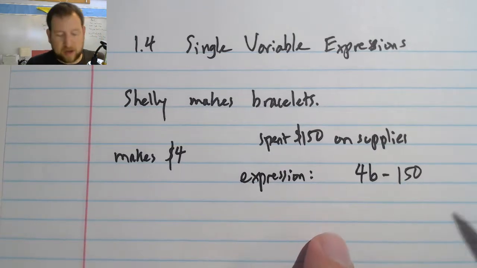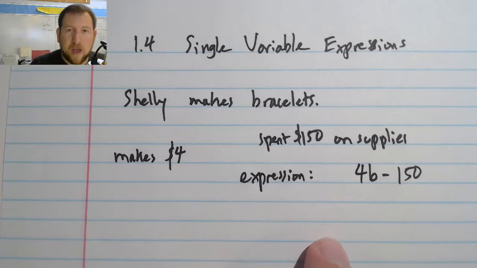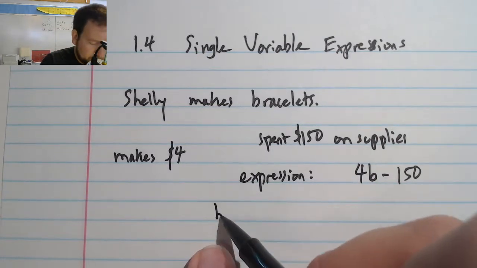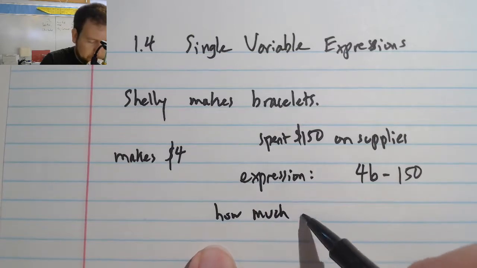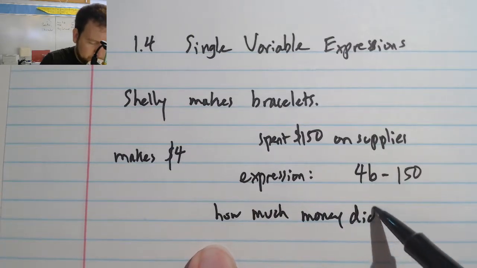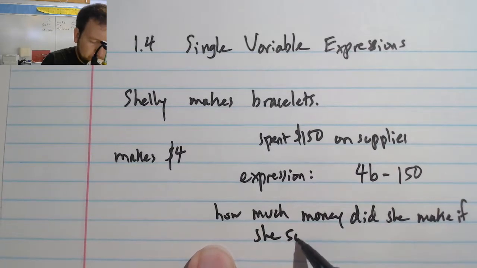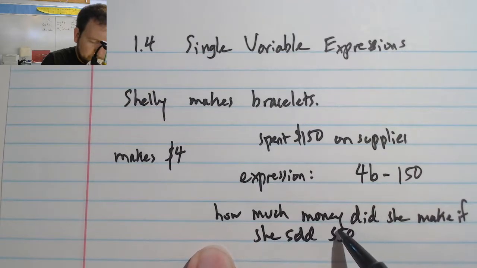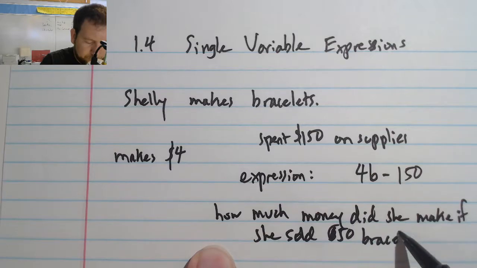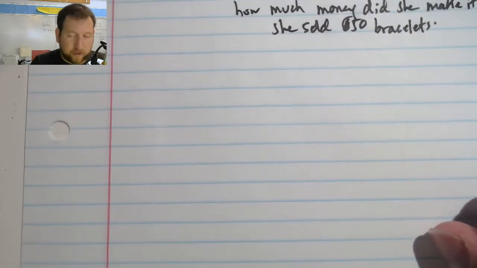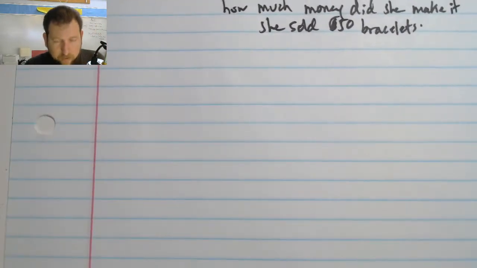And we'll be talking in the coming chapters and sections about how to make this expression. But for today, we'll just be given it. And the question is, how much money did she make if she sold 50 bracelets? Oop, not $50, 50 bracelets. Well, before we can solve this, we're going to have to do a little bit of defining terms before we move on here. So the first thing we're going to talk about is an expression.